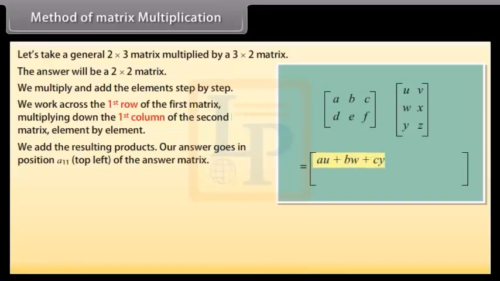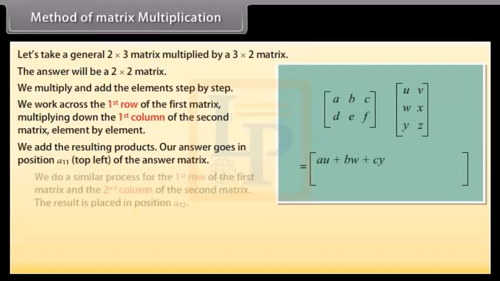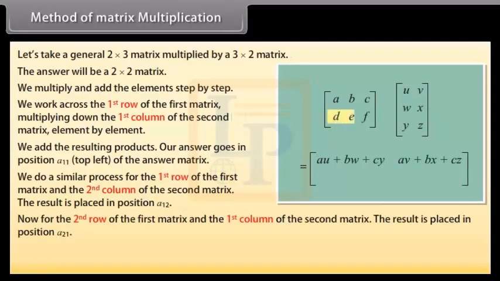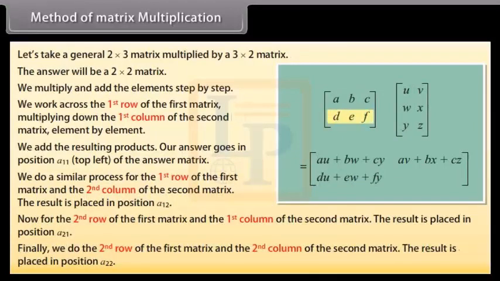Our answer goes in position a11, that is, top left of the answer matrix. We do a similar process for the first row of the first matrix and the second column of the second matrix. The result is placed in position a12. Now for the second row of the first matrix and the first column of the second matrix, the result is placed in position a21. Finally, we do the second row of the first matrix and the second column of the second matrix. The result is placed in position a22.